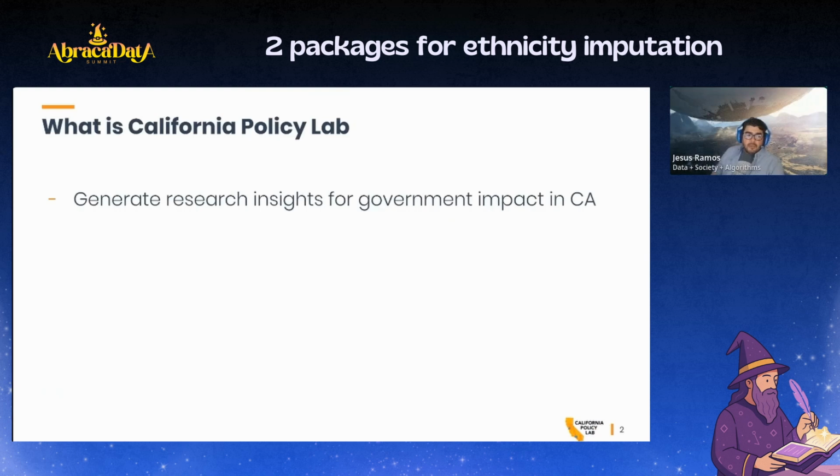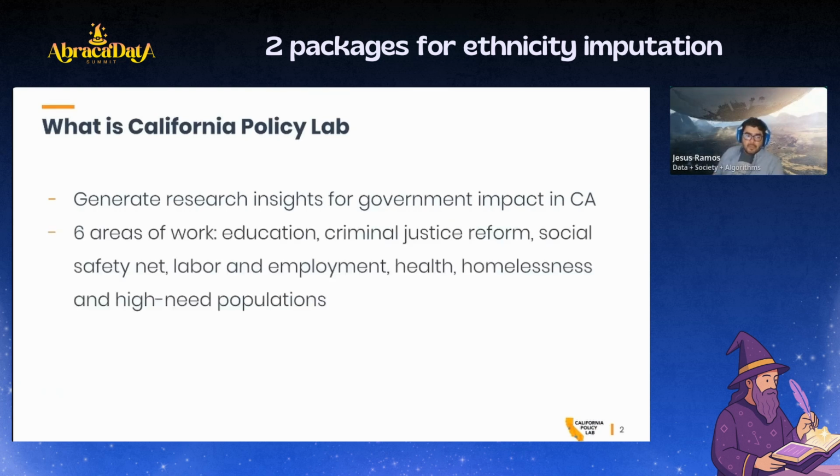Now, what is California Policy Lab? For those that don't know us, we generate research insight for government impact in the state of California. We have 6 areas of work. I particularly work in the labor and employment and homelessness spaces. And we have 2 campuses, one at UCLA and one at UC Berkeley.